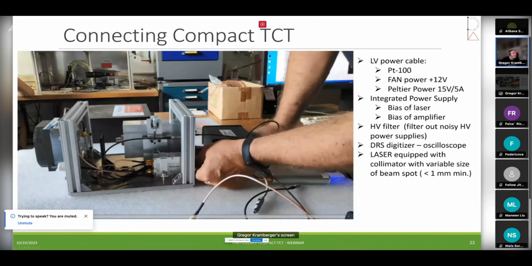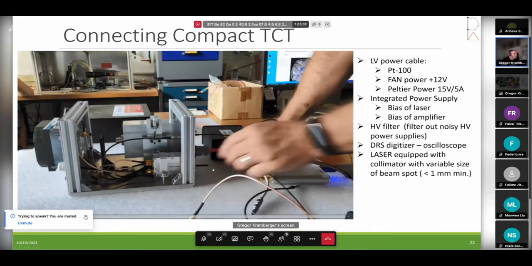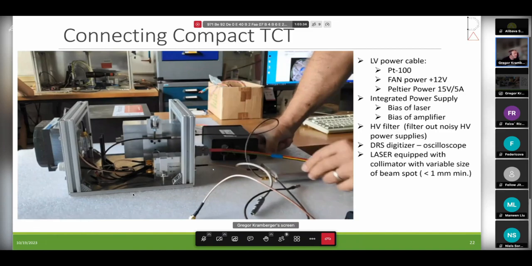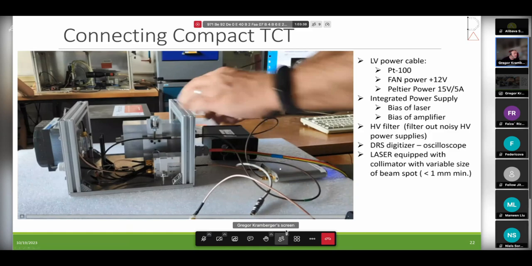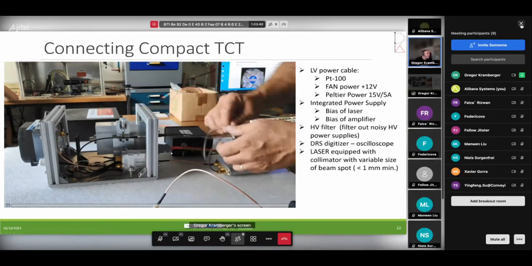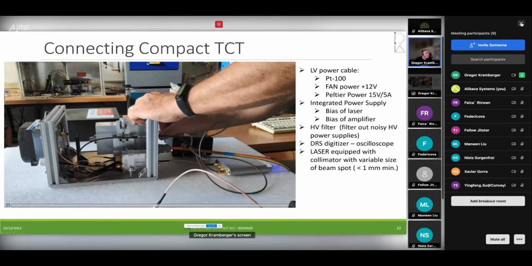Now we connect the oscilloscope or the digitizing board, which you see here. So this is the trigger, that is the signal. Then we connect the laser bias.